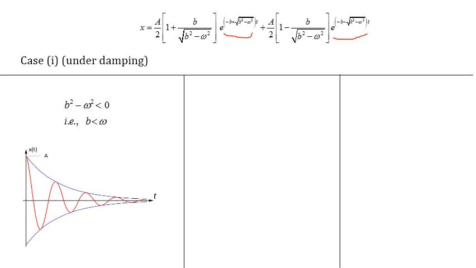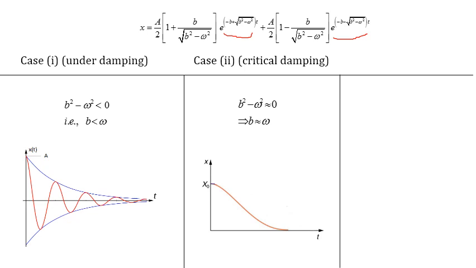The second condition is critical damping. In this case, the damping frequency b is approximately equal to omega. That means b square minus omega square is approximately equal to 0. Then the system returns to equilibrium as quickly as possible without oscillating. That is represented in this graph.